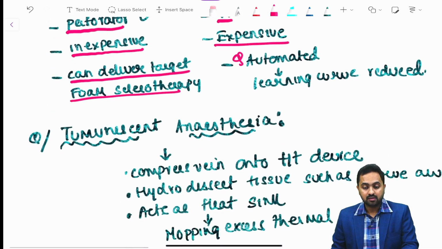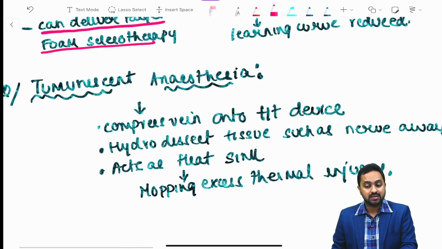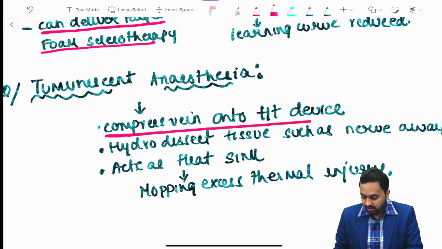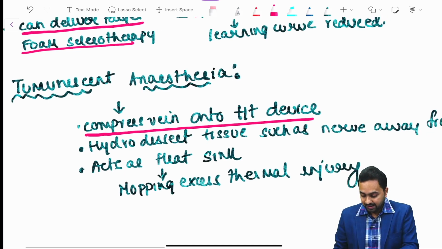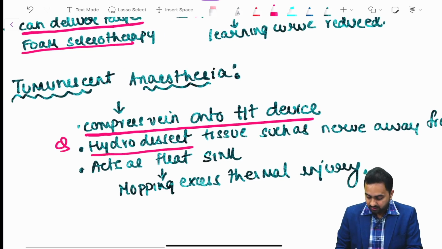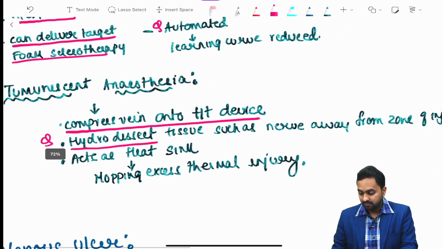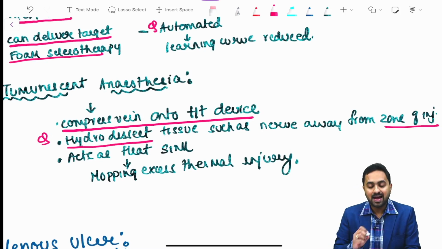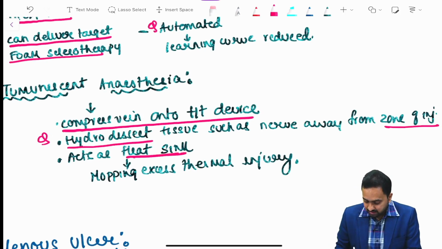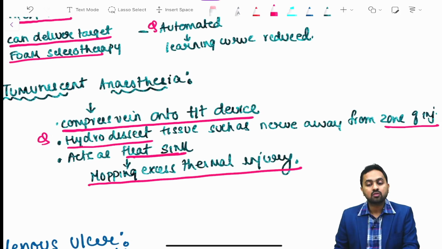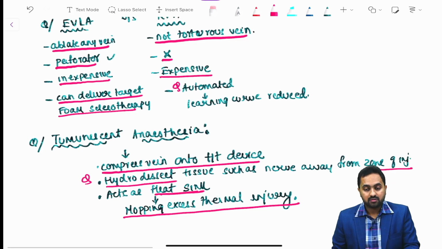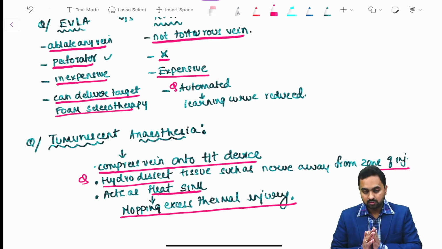Then another important concept is regarding your tumescent anesthesia. So what happens with this is that it compresses the vein onto the treatment device and helps in the hydrodissection of tissues such as your nerve away from your zone of injury, and it also acts like a heat sink, that mops up excess of your thermal injury. So these were some of the important points with respect to your varicose veins.